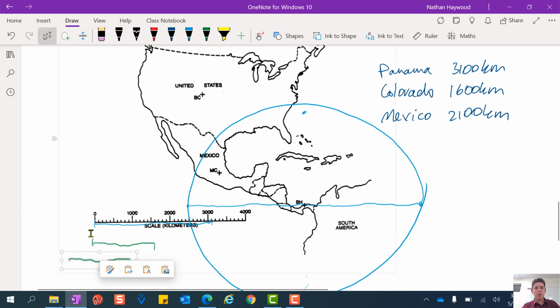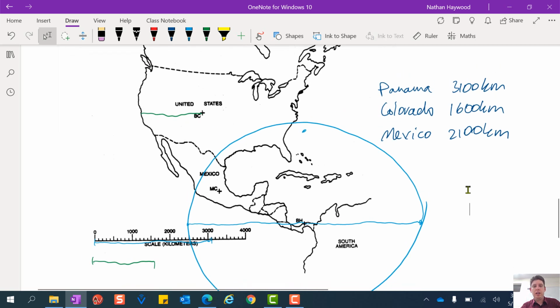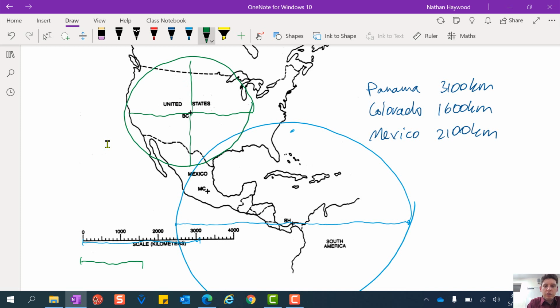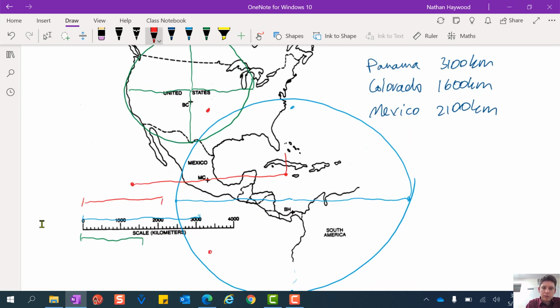So again, use your ruler, or if you have a compass, and draw a circle around Colorado with that radius. A compass is much more accurate than drawing the 4 points. All right, the last one is Mexico City, 2,100. And draw your circle.